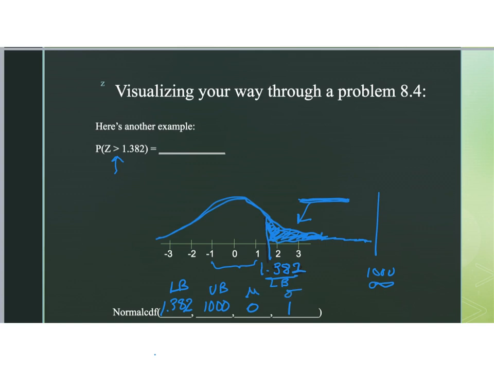which for z is always 0 and 1. If you had data that you were inputting as your lower boundary and upper boundary, you would want to put the mean of that data set and the standard deviation of that data set, if indeed you're not entering z values, but you're entering values that are data values.